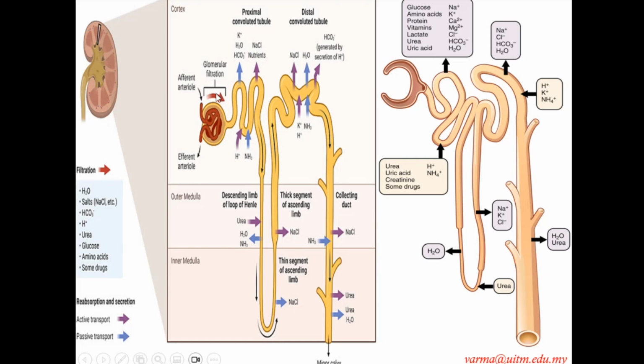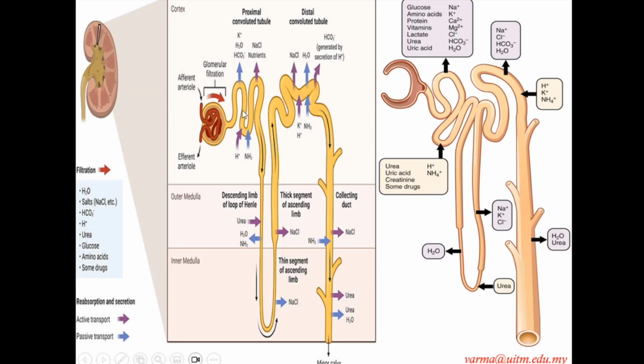Any molecule less than 4 nanometers will get freely filtered. 4 to 8 nanometers is the borderline. More than 8 nanometers are not freely filtered across the glomerulus. And the proximal convoluted tubule has a major role in reabsorption of most solutes and also water, including all the electrolytes and nutrients.